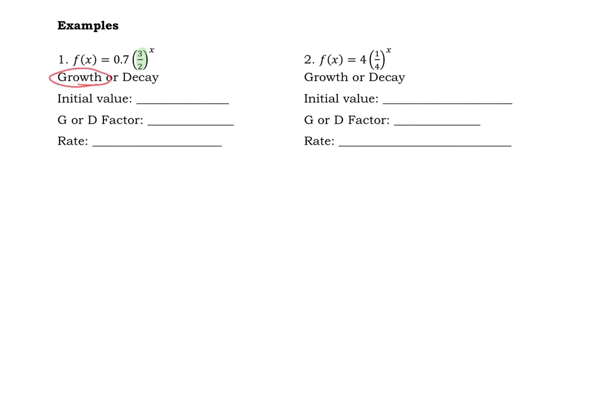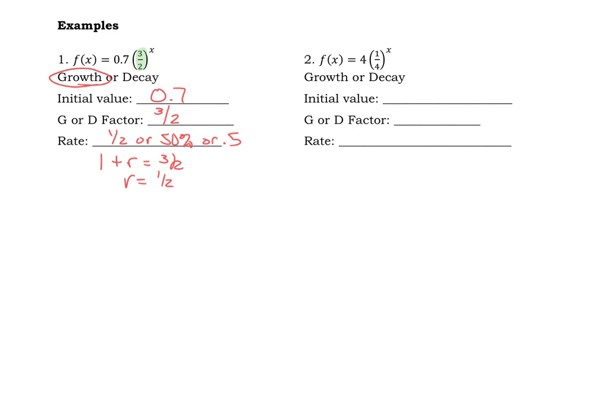The initial value is what we start with, and that number is 0.07. The growth or decay factor is that b, which is the 3/2, but the rate, since it's a growth, is 1 plus r equals the 3/2. I subtract that 1 and I get 1/2. So the rate is 1/2, or we could say 50%, or we could say 0.5. They're all acceptable.